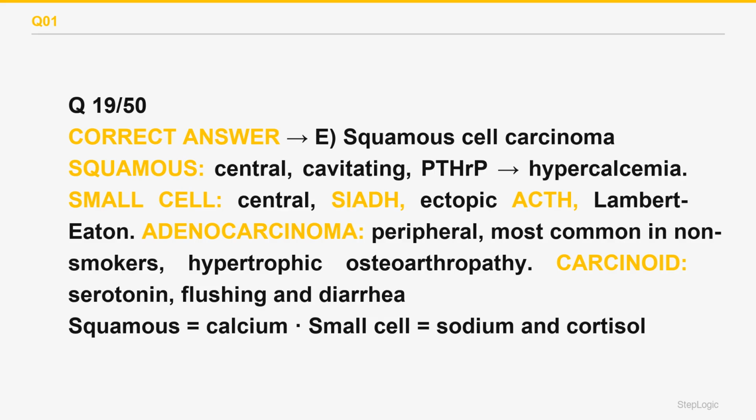Small cell carcinoma is also central and also smoking related, but its paraneoplastic repertoire is endocrine in a different direction: SIADH producing hyponatremia, ectopic ACTH producing Cushing syndrome, and Lambert-Eaton myasthenic syndrome from antibodies against presynaptic calcium channels. A useful shorthand is that squamous cancer disturbs calcium while small cell disturbs sodium and cortisol. Choices B and D are peripheral tumors without this humoral signature. If you see hypercalcemia with elevated PTHrP and a central lung mass, think squamous cell carcinoma.